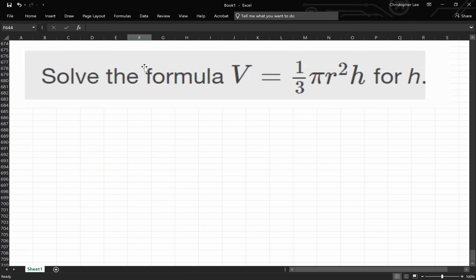Volume is equal to 1/3 pi r squared h. We want to solve for h. So I want to move everything to the other side, meaning that I want the formula to be like h equals blah, blah, blah. Let's talk about it. All right.